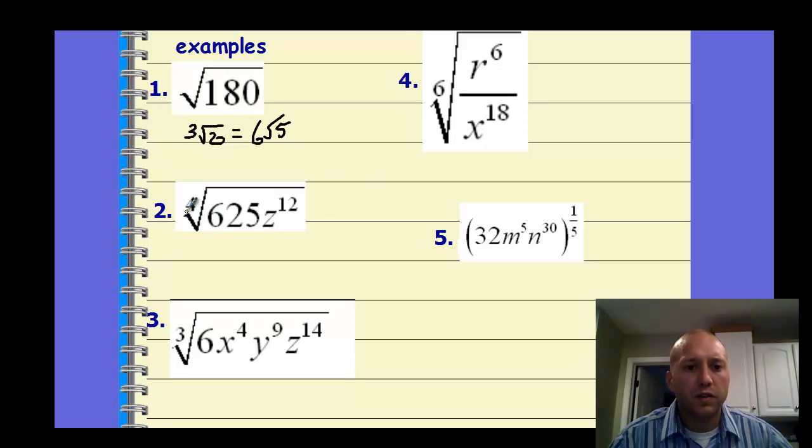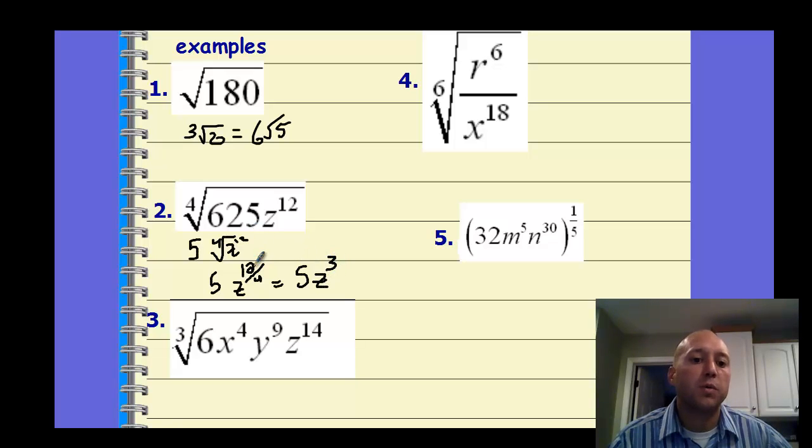For 2, we have the 4th root of 625. I know the 4th root of 625 is 5. And then the 4th root of z to the 12th. Now we've not talked about this yet, but if I put that into exponent form, this is 5 times z to the power of 12 over 4, the root is the denominator, which reduces to z to the 3rd. So you're really taking the exponent divided by the root, if that divides.